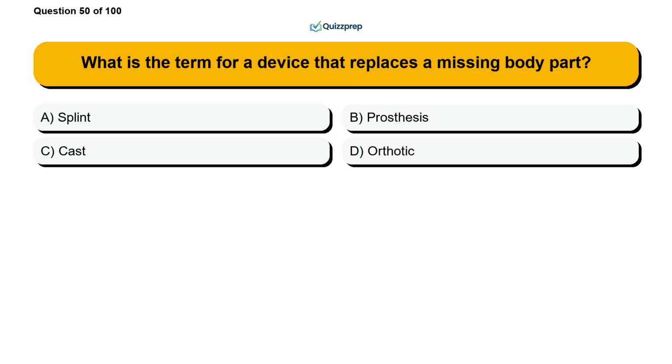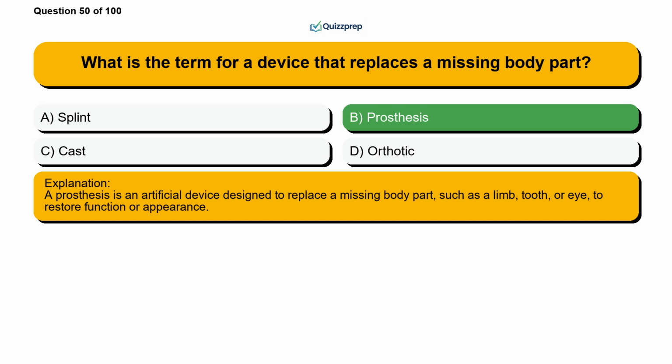Question 50. What is the term for a device that replaces a missing body part? Option A, splint. Option B, prosthesis. Option C, cast. Option D, orthotic. The correct answer is option B, prosthesis. A prosthesis is an artificial device designed to replace a missing body part, such as a limb, tooth, or eye, to restore function or appearance. Question 51.